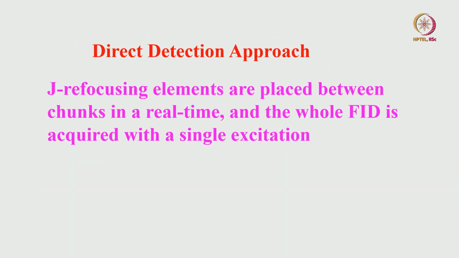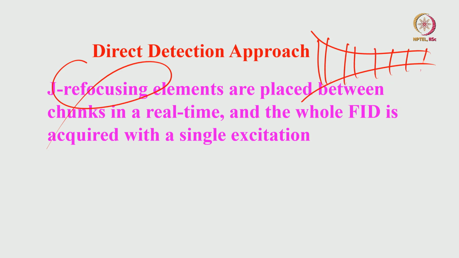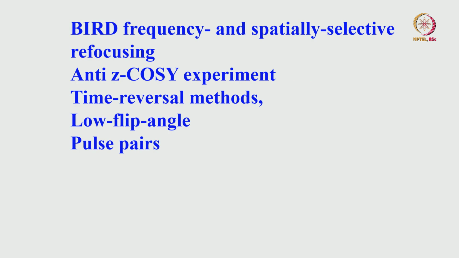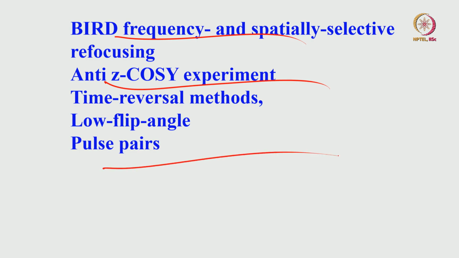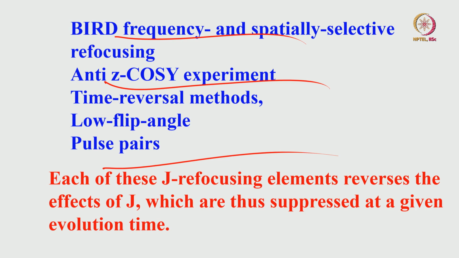And there is also what is called a direct detection approach. That is very important, very interesting. In this case, while acquiring the signal, we can apply J refocusing elements in between the FID. I am collecting the FID like this, and in between I can put J refocusing at several places. If n such elements are applied while collecting the signal, in each of them the J gets refocused and the whole FID is acquired in a single shot. While acquiring the data, the J's are refocused. There are several J refocusing elements, like BIRD, anti-z-COSY, time resolved, so many things. Each of these J refocusing elements reverses the effect of J and suppresses it at a given evolution time. That is the important thing.